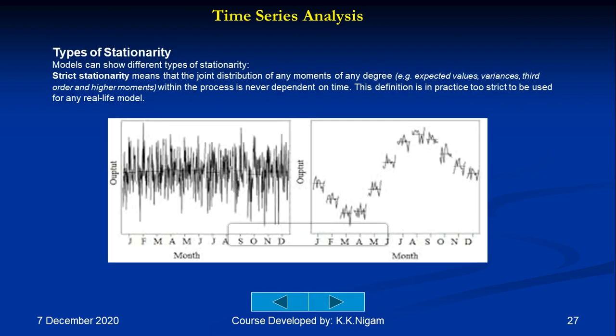Now, types of stationarity. Models can show different types of stationarity. Strict stationarity means that the joint distribution of any moment of any degree, for example expected values or variances, third order and higher moments within the process, is never dependent on time. The definition is in practice too strict to be used for any real life model.